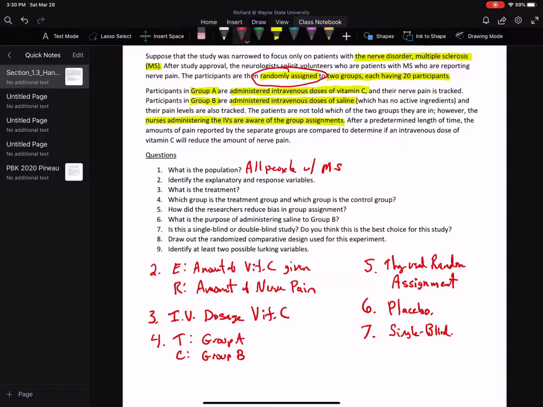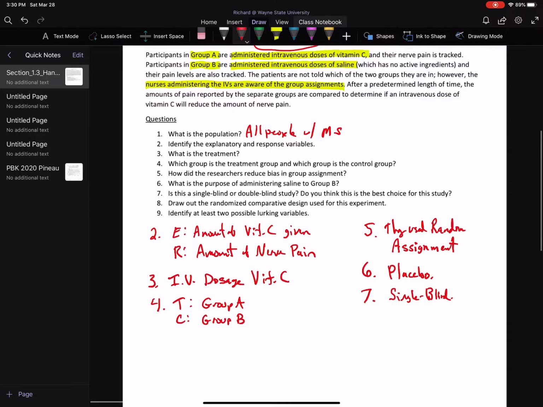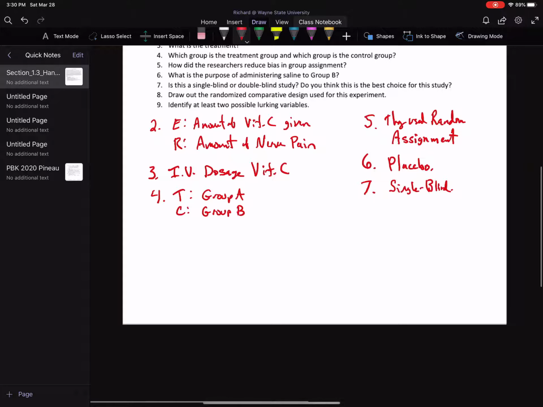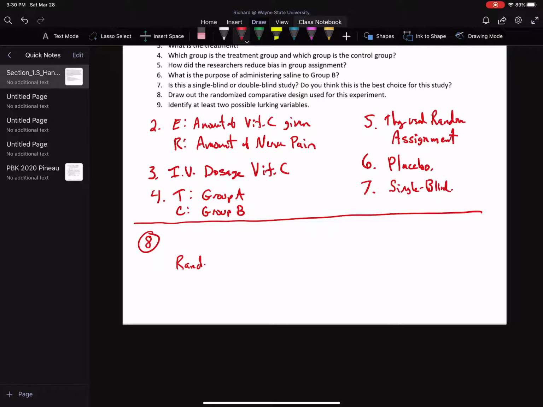Now, number 8 wants us to draw out a randomized comparative design for the experiment. I think I've got a little bit of space. Let me put a line here, and let's look at number 8. So remember, this always begins with random assignment, right? And in our case, we are assigning them to two groups. One was group A, and the other was group B.